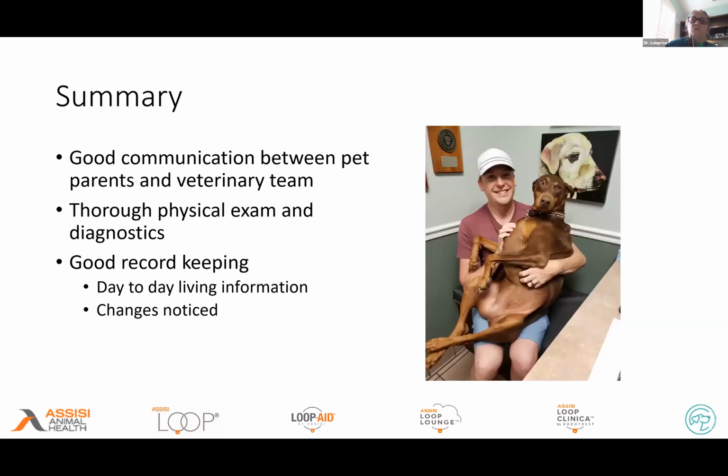So we don't want to end on a completely sad note. We want to continue the good communication between you as the pet parents and your veterinary team. Regular, frequent exams and diagnostics, good record keeping both with them and the ones you can take with your diary. No matter how old they get, they're always your babies, as this Doberman shows, who never figured out he wasn't a lap dog. But they're such important parts of our lives. We do want to keep them as happy and as healthy as possible.